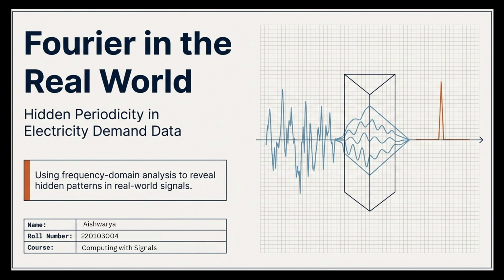220103004. In this presentation, I will show how Fourier analysis can be used to uncover hidden patterns in electricity demand data. Electricity consumption changes throughout the day because of human activity and industrial usage. However, these patterns are not always clearly visible in raw data. So, the goal of this project is to apply the Fourier transformation to reveal the underlying periodic patterns in electricity demand.